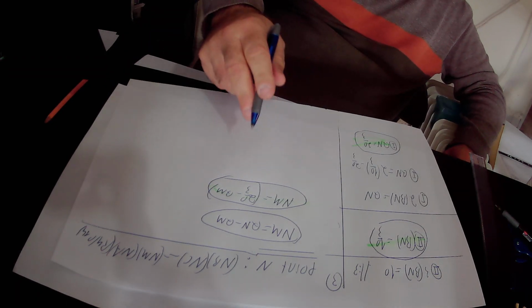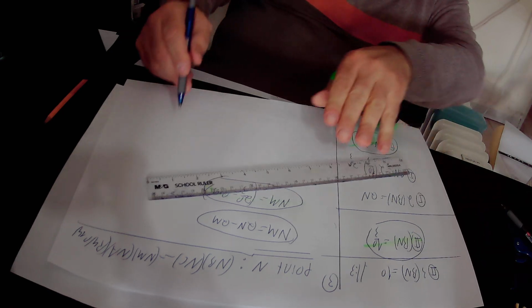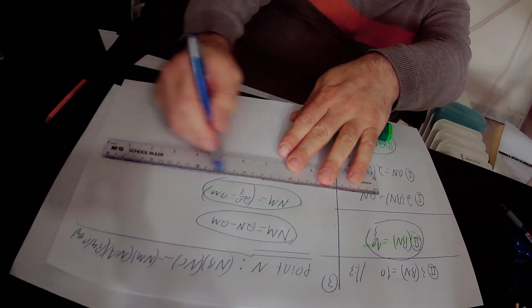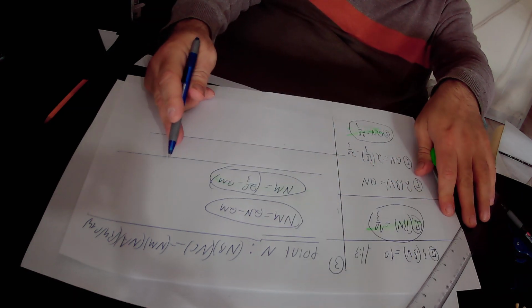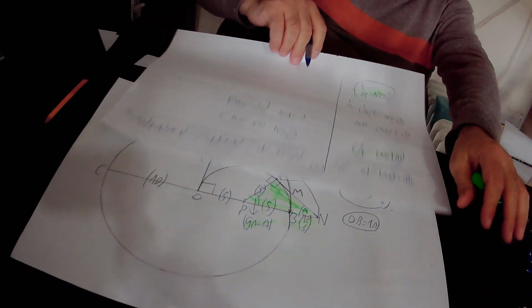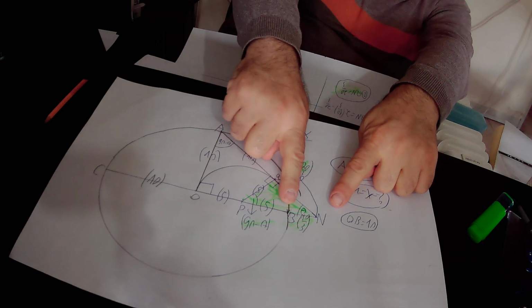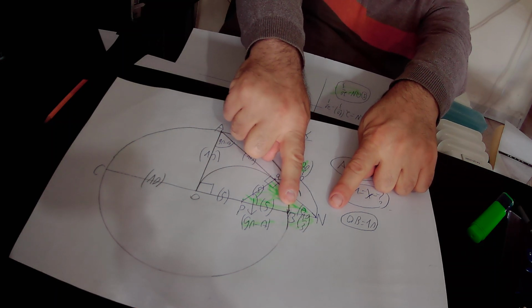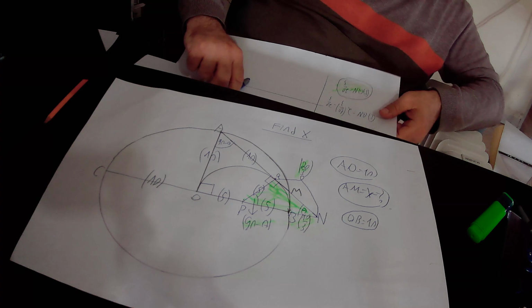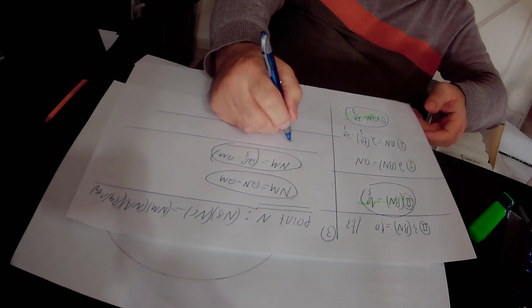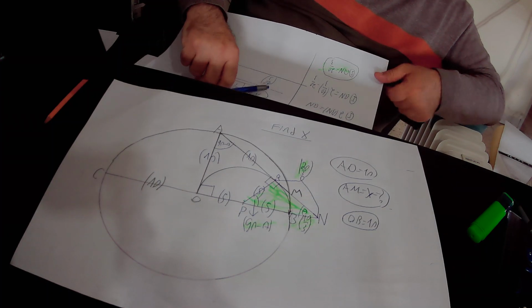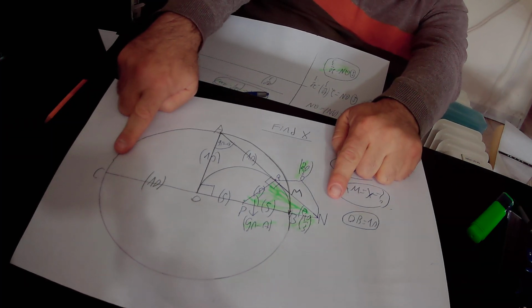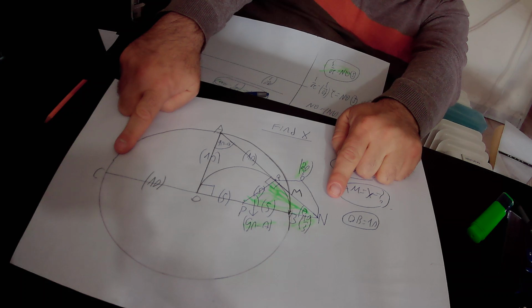Now we return to rule number 14. According to rule number 14, NB times NC equals NM times NA. NB equals 10 over 3 units in length here. NC. What is the length of NC? NC or CN is the same.